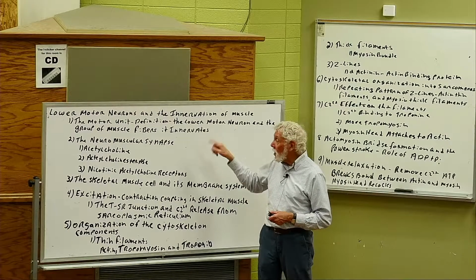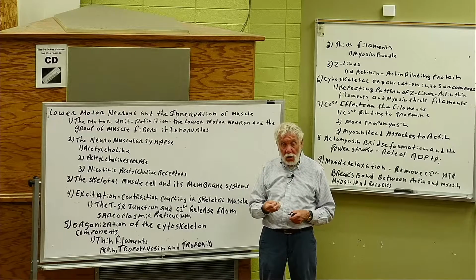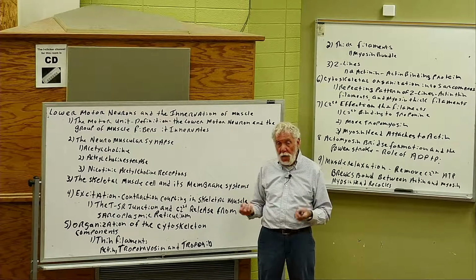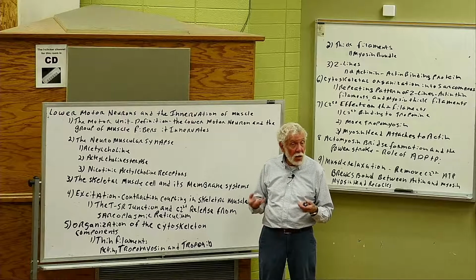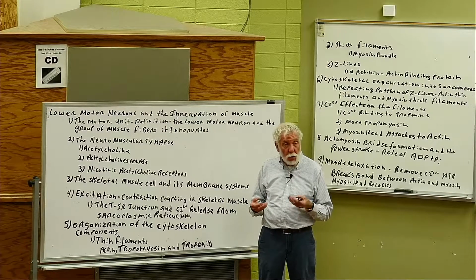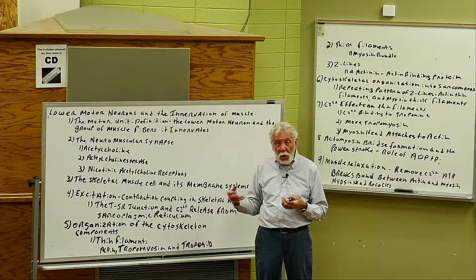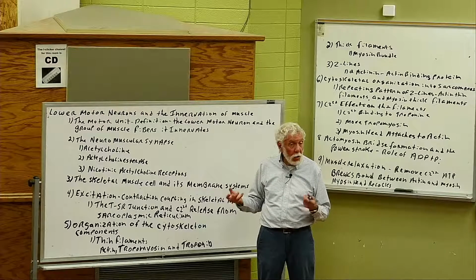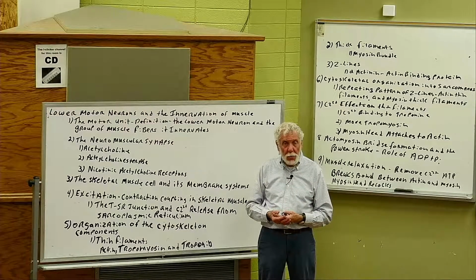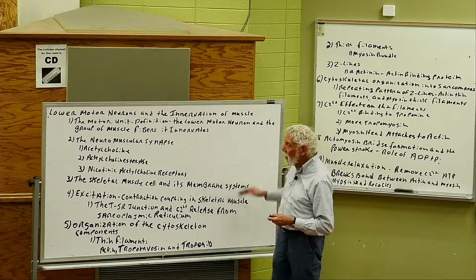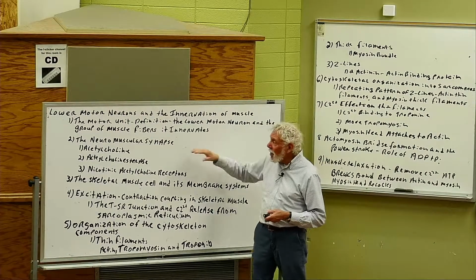Now, one of the things we're going to see as we move through this is that each lower motor neuron innervates multiple muscle fibers. In some cases, maybe a dozen or two, in some cases several hundred. Small motor units will have only one motor neuron and maybe 40 or 50 muscle fibers. Large motor units may have one motor neuron and several hundred muscle fibers. And we'll talk a little bit about that.